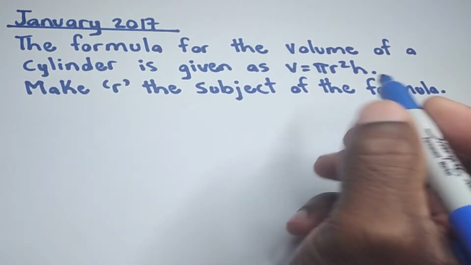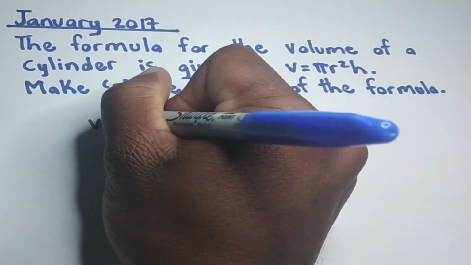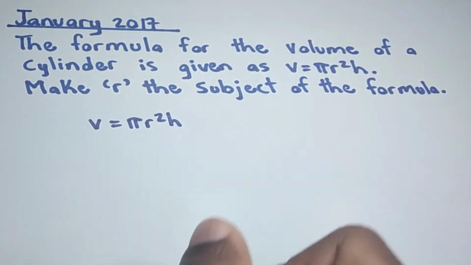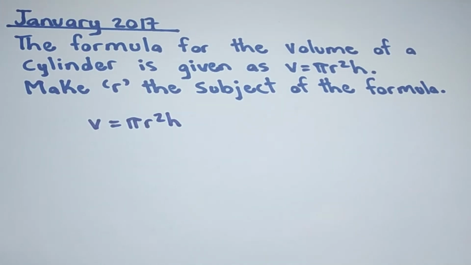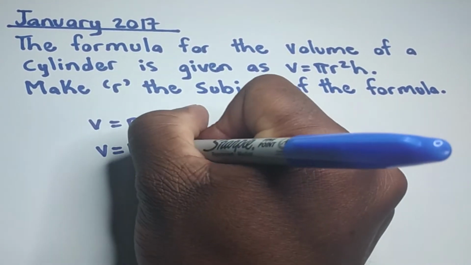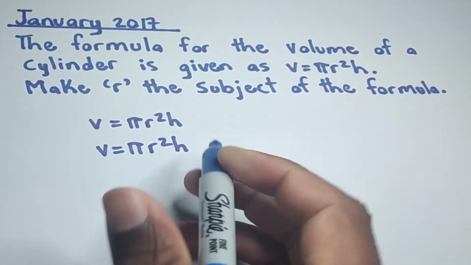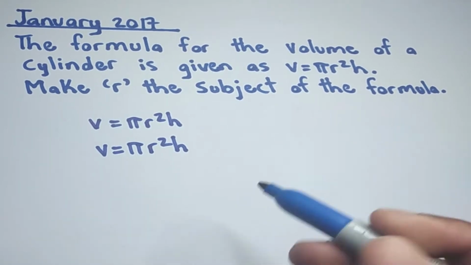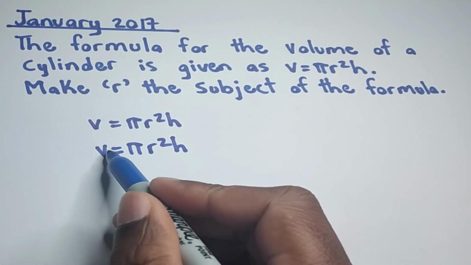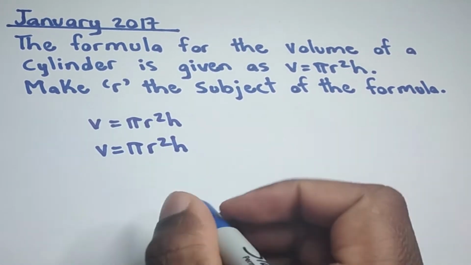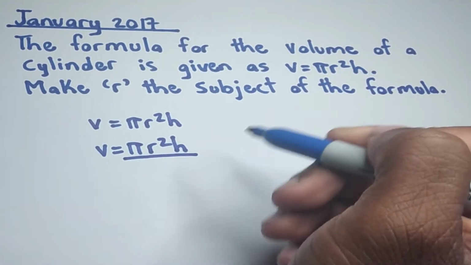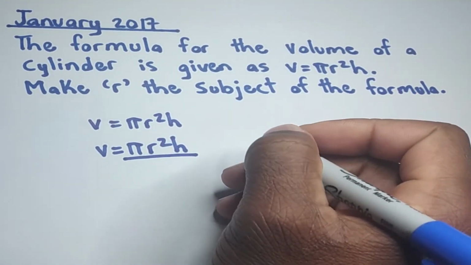So they want us to make r the subject, and as explained before, that simply means we need the r on one side of the equal sign by itself. And what you would have known, especially if you have checked out that video, is that whenever you want to get rid of something, you simply do the opposite of the operation that is taking place. So here we have V is equal to pi r squared h. Now what we want to get rid of is the pi and the h, because we need the r on one side of the equal sign by itself.